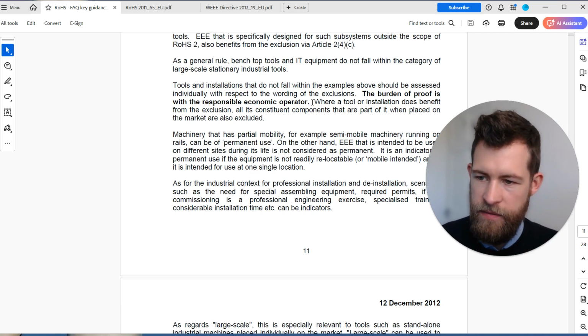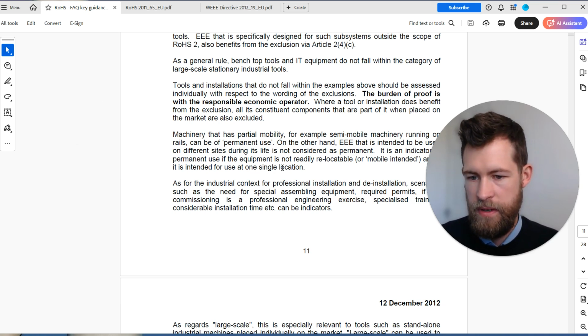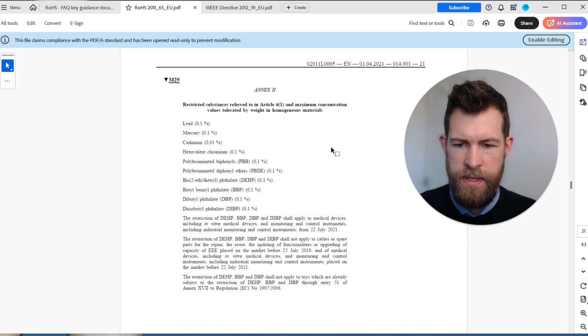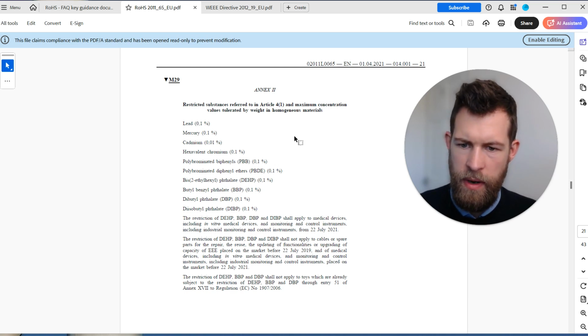So what does it mean if your equipment isn't within one of these exclusions? So what does it mean to be compliant, or what are the requirements of RoHS? So RoHS is the restriction of hazardous substances.